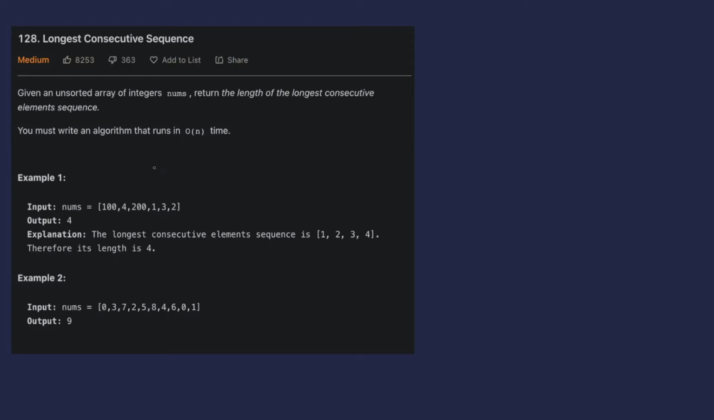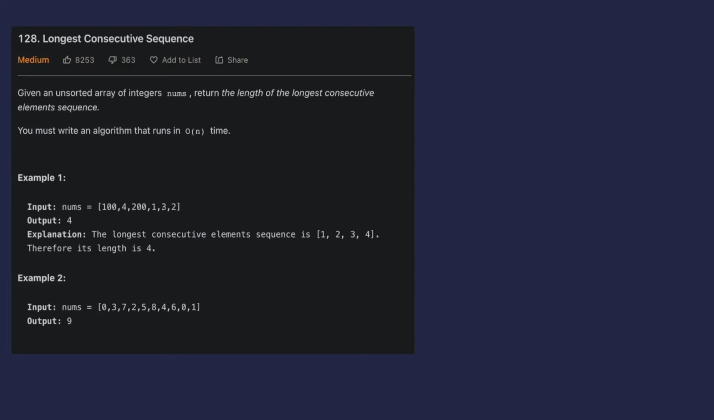If we look at the first example, we have this input array of 100, 4, 200, 1, 3, and 2, and it's telling us that the length of the longest consecutive sequence is 4. The explanation is that this sequence exists within here, but if we look at it, we don't exactly get that. So what does this basically mean?